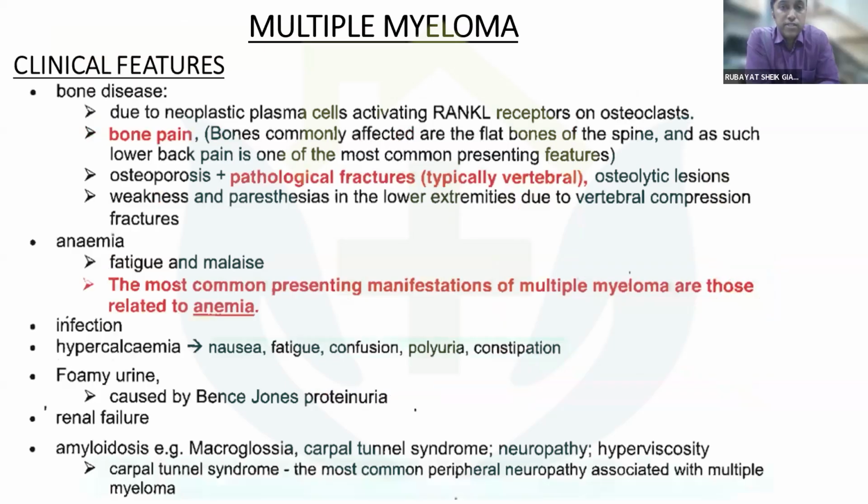So these are the features in a little more detail. You will have a scenario of an elderly patient having bone pains, who may even have pathological fractures. They have features of anemia, that is fatigue, malaise, features of hypercalcemia like confusion, polyuria, constipation, abdominal pain, repeated infections, and features of renal failure. So you will have these features in an elderly patient.